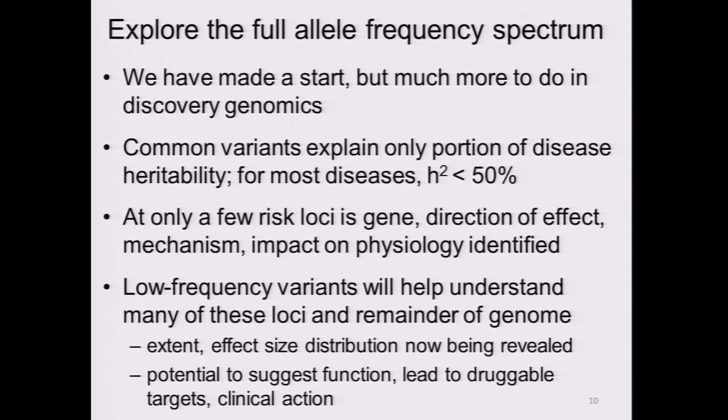However, in terms of exploring the full allelic frequency spectrum, we've really only made a start, and there's much more to be done in discovery genomics, and then taking that information from discovery genomics further. Common variants explain only a portion of disease heritability. In terms of explained heritability, it tends to be quite small in terms of what we imagine it to be based on the data we have so far, typically of the order of 50% or less.